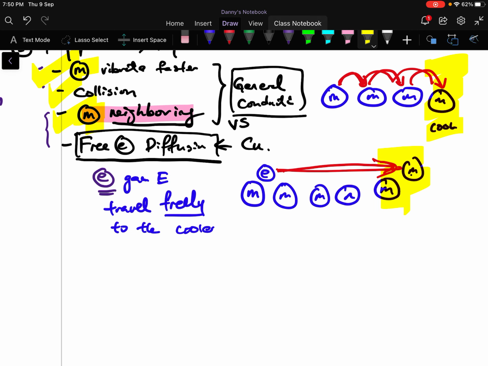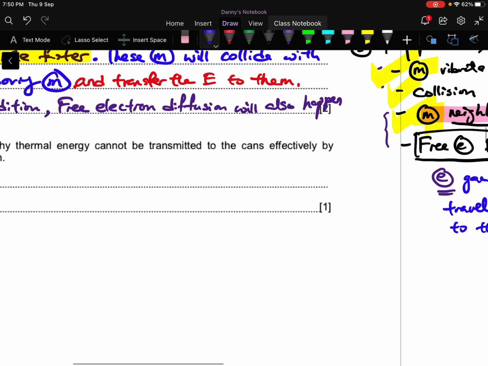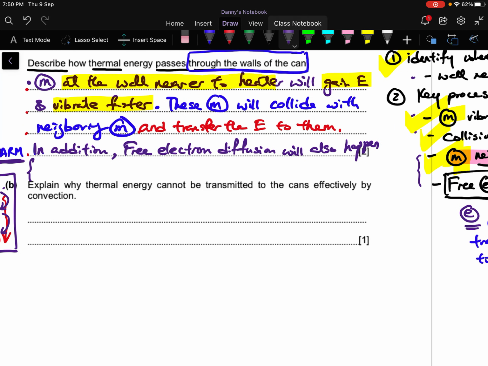So you need to know your terms. If you do not know that it's called the cooler end, what are you going to say? Travel to the right-hand side? Cannot, right? Travel to the cooler end. And then what happened? Transfer the energy to the molecule there. So down here, I will point out the key difference, right?